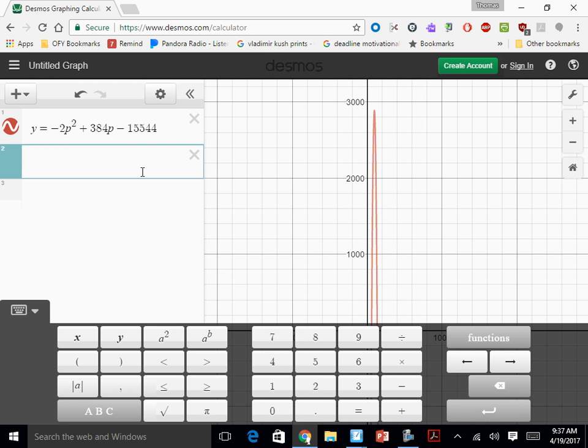Y equals -2 parenthesis x minus 46, x minus 124. Good, just keep typing the same thing twice.